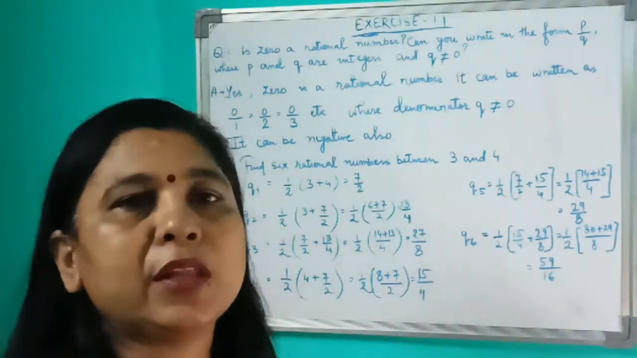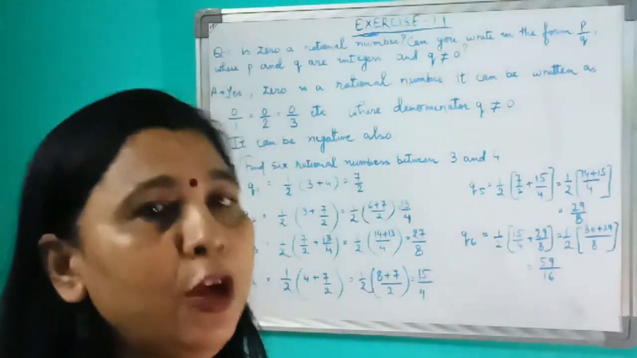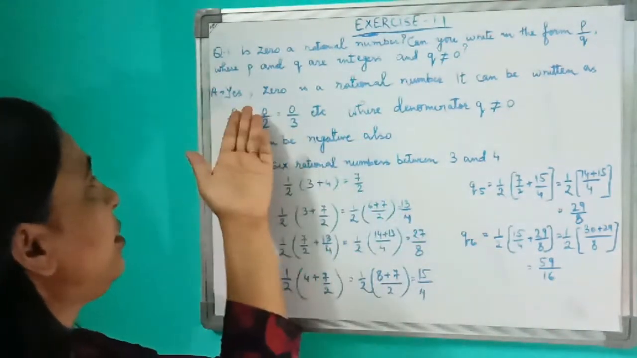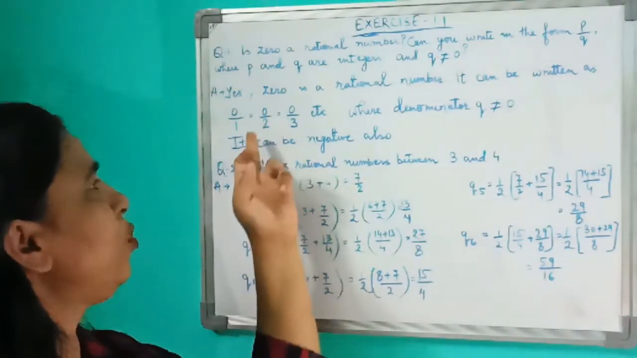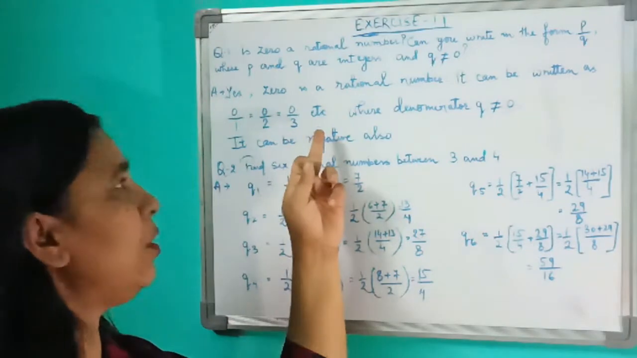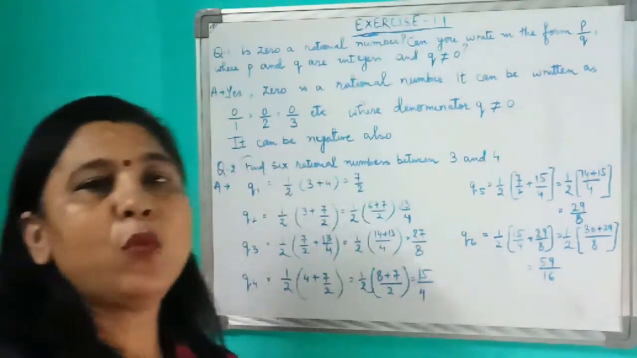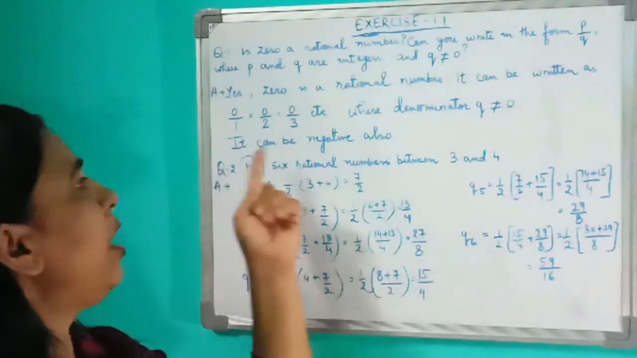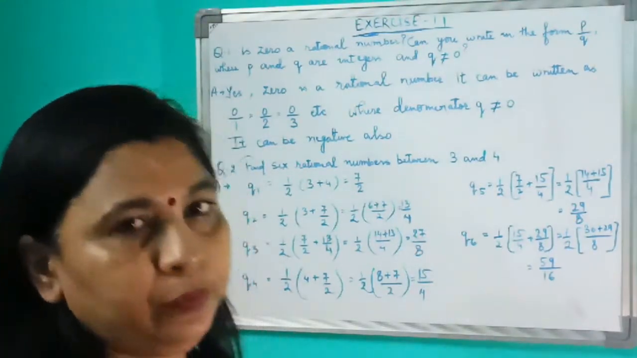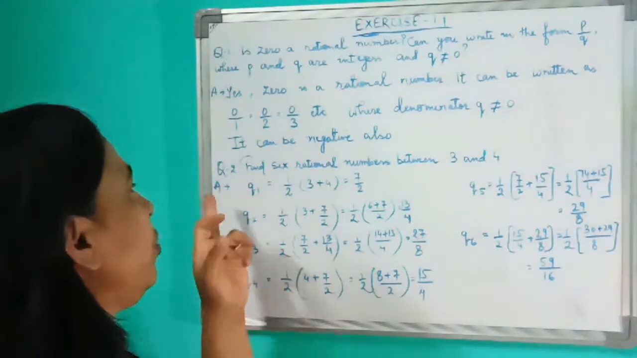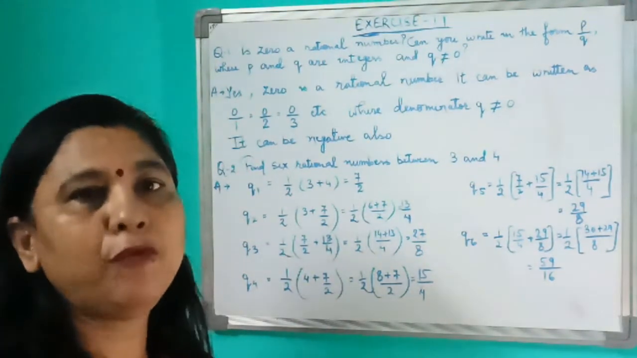We know rational numbers are the numbers in the form of p upon q where q is not equal to 0. So yes, 0 is a rational number. It can be written as 0/1, 0/2, 0/3, etc. where denominator q is not equal to 0. You can see the denominators are 1, 2 and 3. And the denominators can be negative numbers also. Clear? Now coming to question number 2, we have to find 6 rational numbers between 3 and 4.